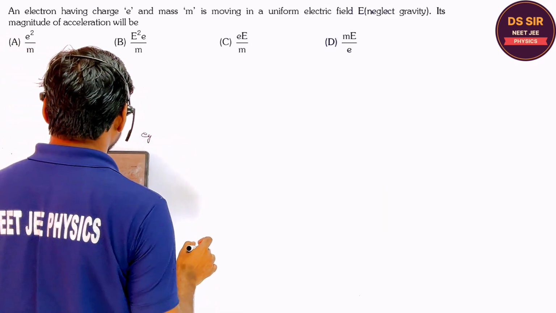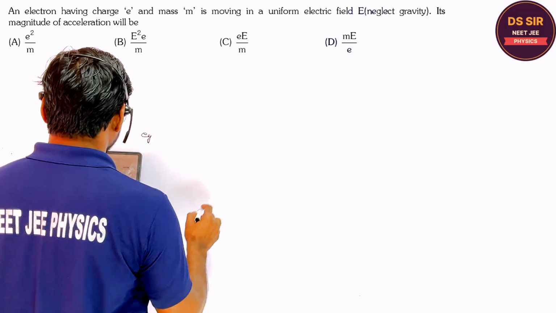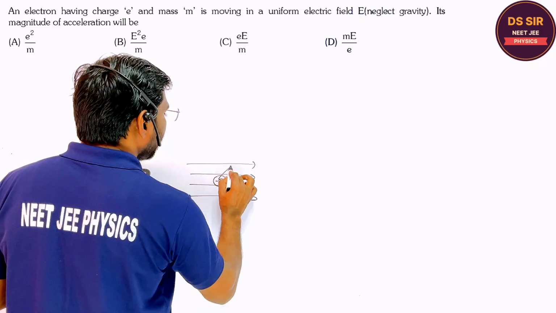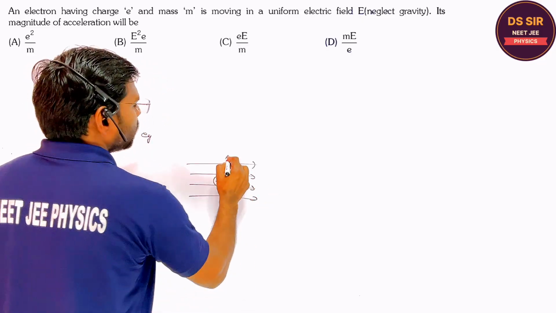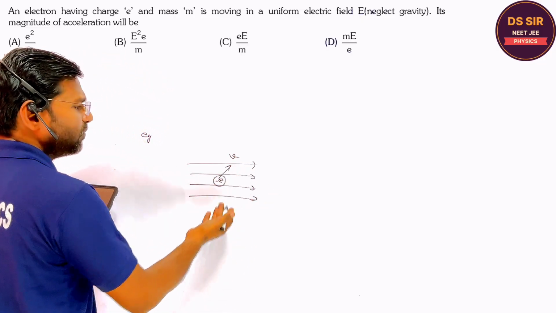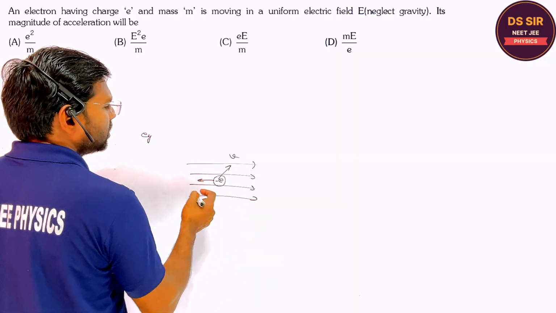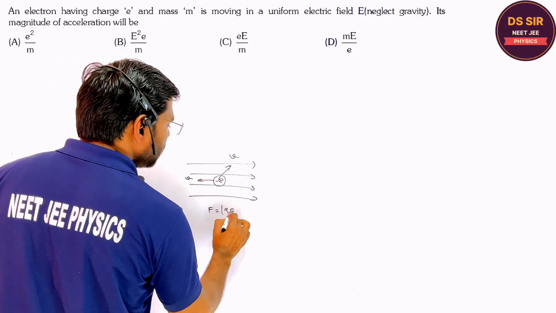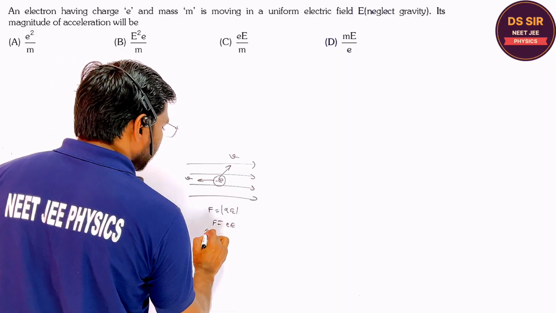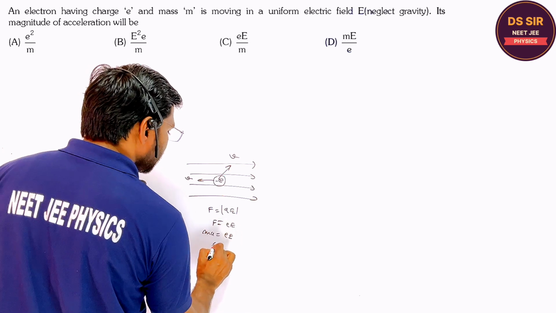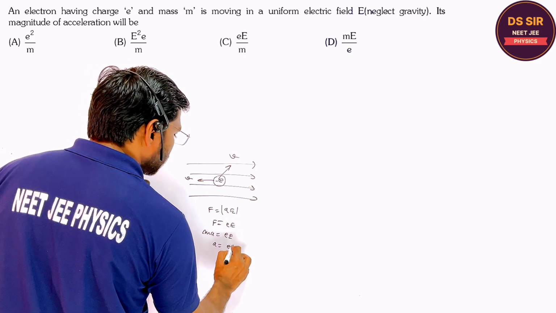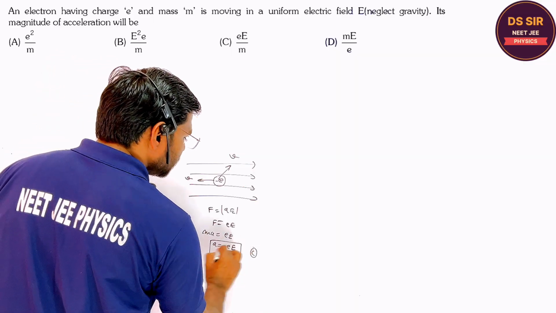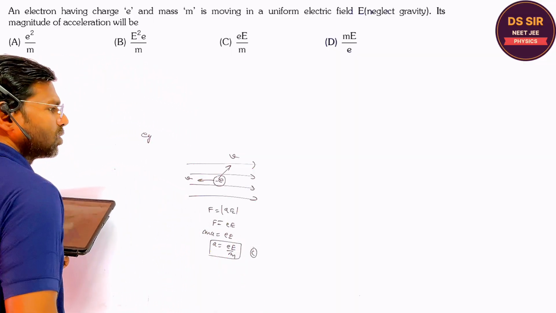Read this question. An electron having charge e and mass m is moving in a uniform electric field. The electron may be moving anywhere, whether with lower velocity in one direction or higher velocity in another direction, it does not matter. The force on the charge will be qE, if you consider the magnitude, and put it equal to ma. So the acceleration is e upon m. Option C is the correct option.